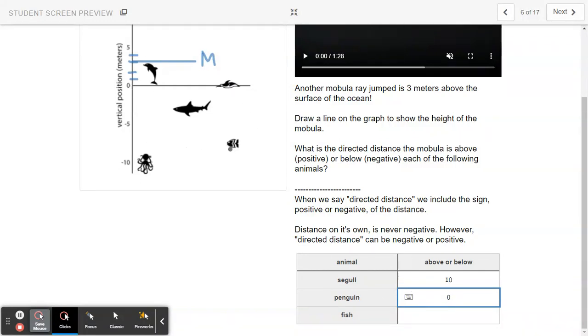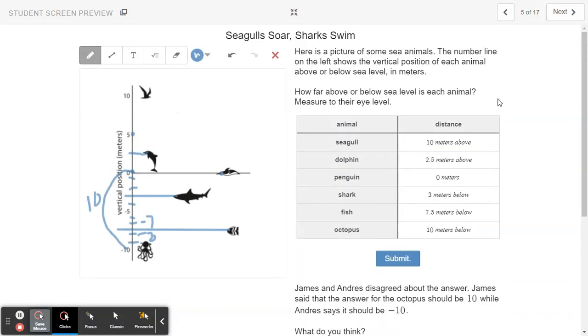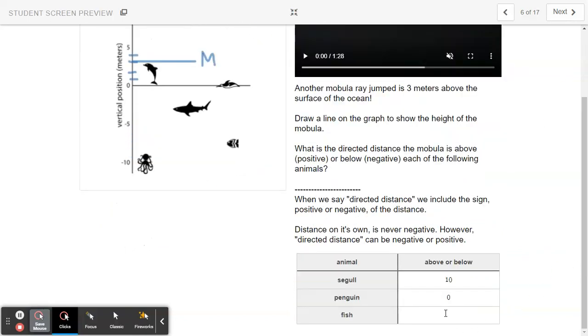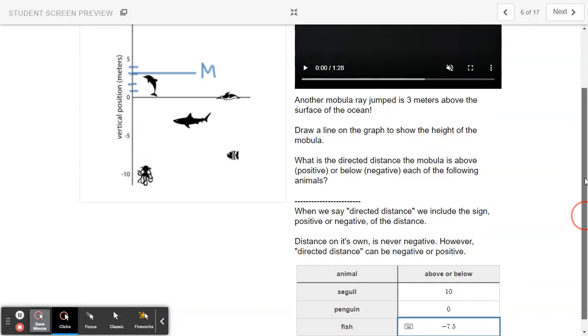And then we know the fish. What did we say the fish was? The fish was at 7.5 meters below. So because the fish was below, we're going to write negative 7.5. All right. And now that is our directed distance.